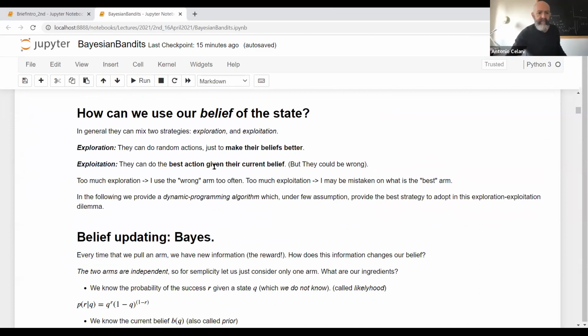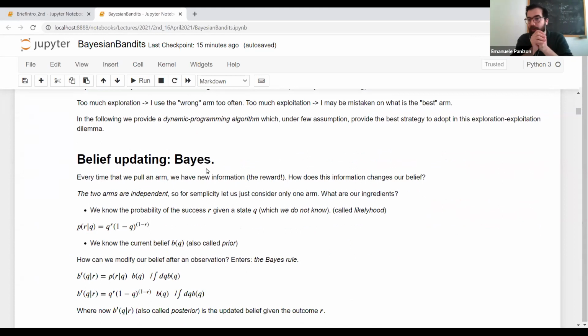Okay, so now we want to deal, and we will arrive at this sweet spot. The idea is that we need something more. We have seen that we have, as Antonio said, our beliefs. We want to modify our beliefs. The point is that we want a proper way to modify our belief in a simple way, and this is given by Bayes update.